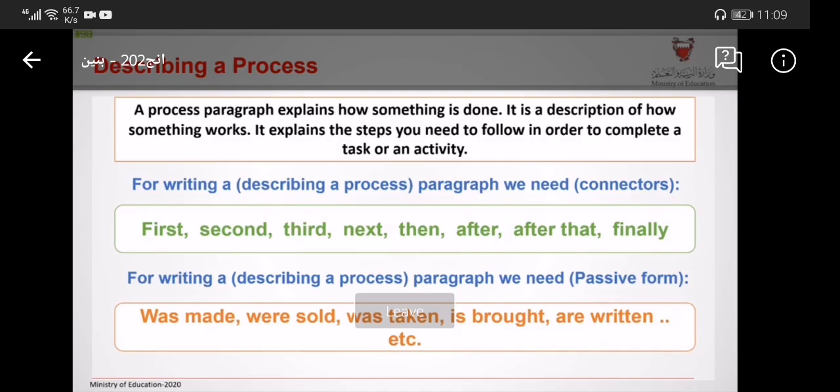And the steps for writing a process paragraph would be: in the first paragraph, we will talk about the first and initial steps. Then in the second paragraph, we will mention the details of the secondary steps. And finally, we will include the last paragraph with the final steps.